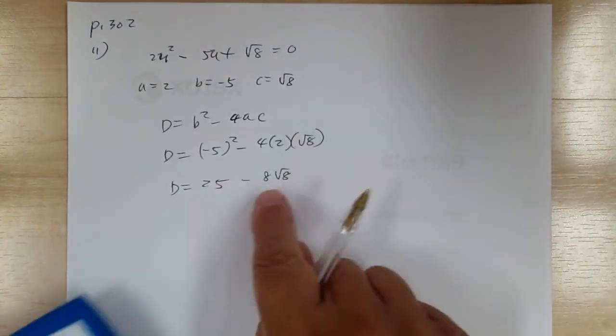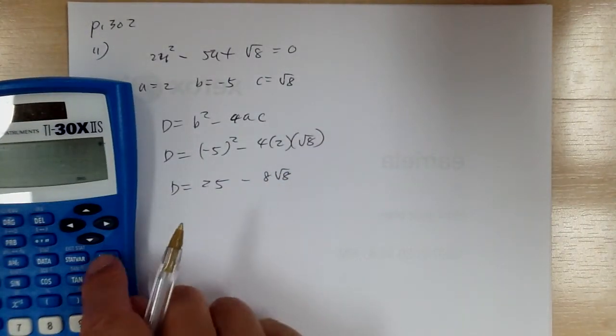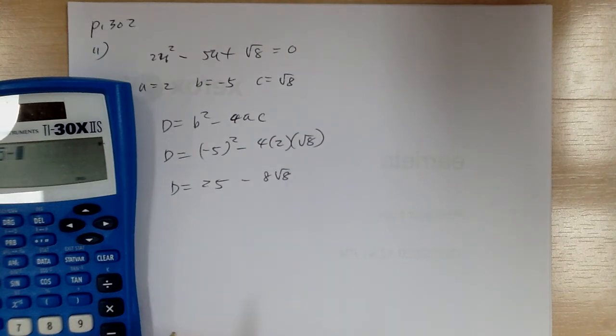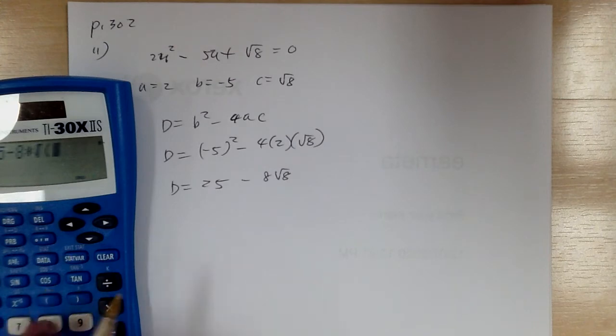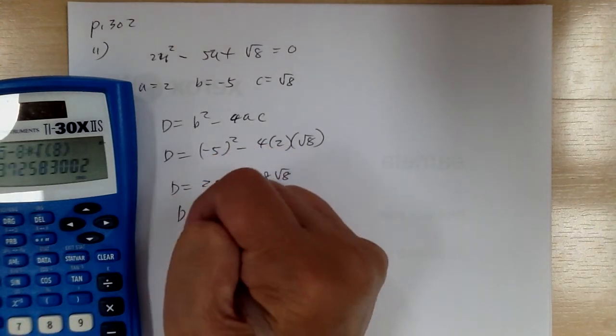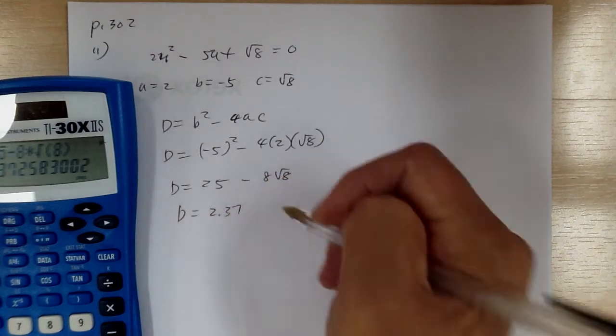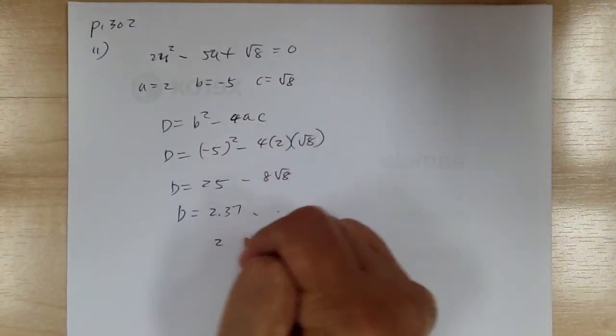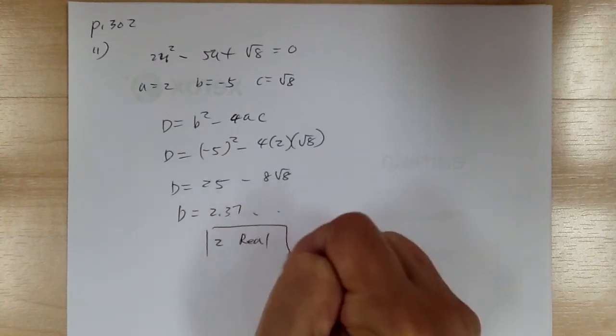So d equals 25 minus 4 times 2 times the square root of 8. You can use your calculator to figure these things out. So 25 minus 8 times square root of 8, equals, so d equals 2.37 something. So it's positive, so you're going to get 2 real roots.